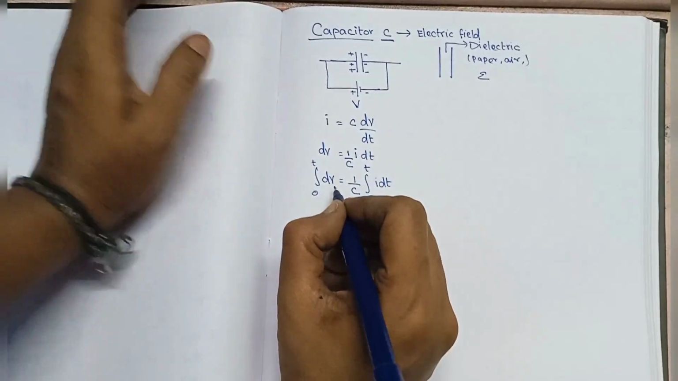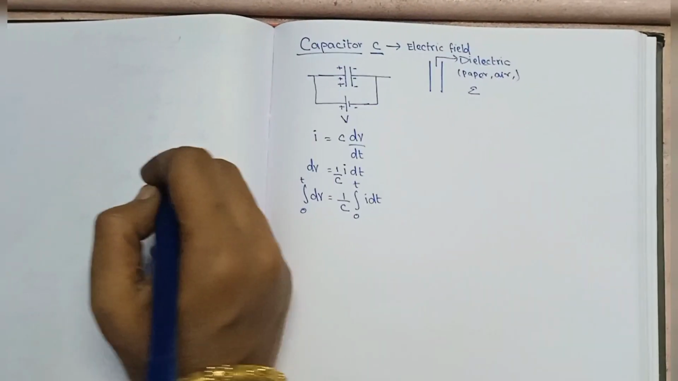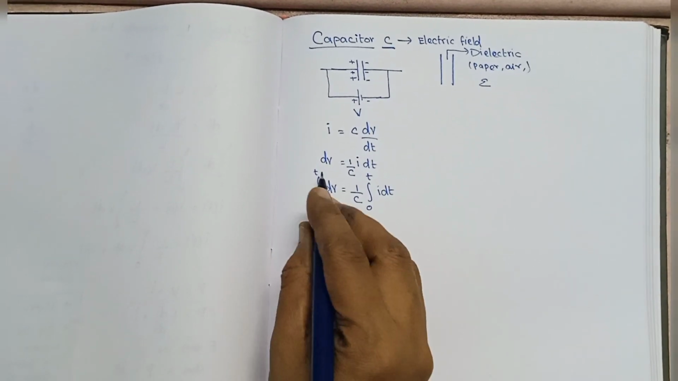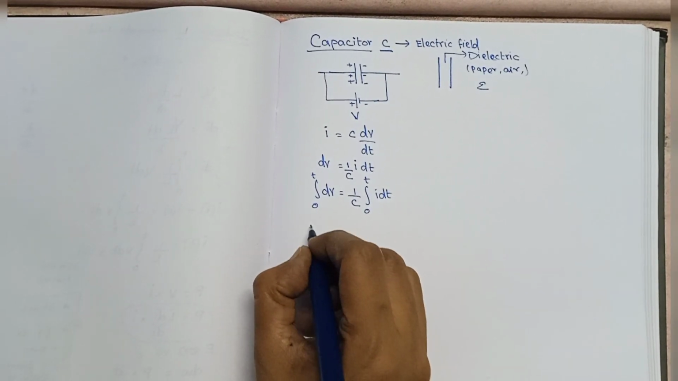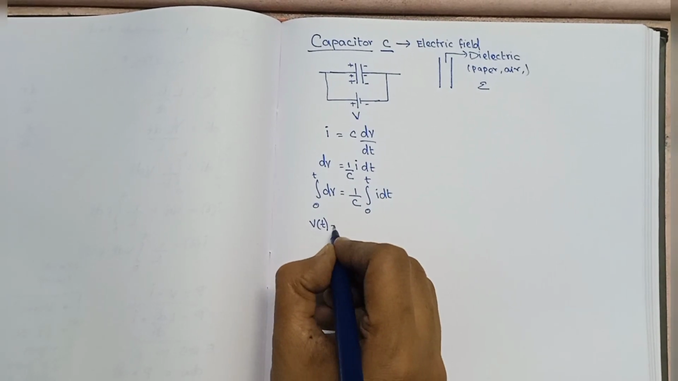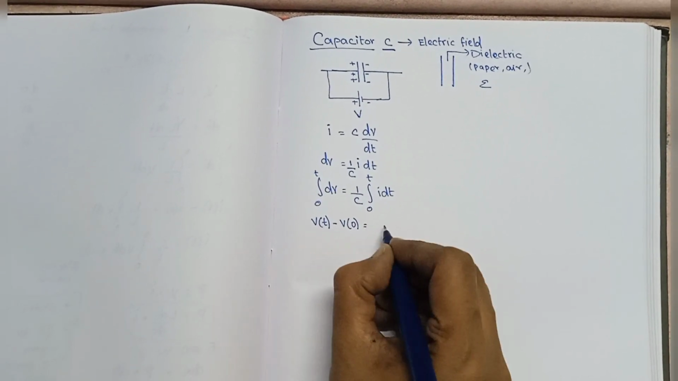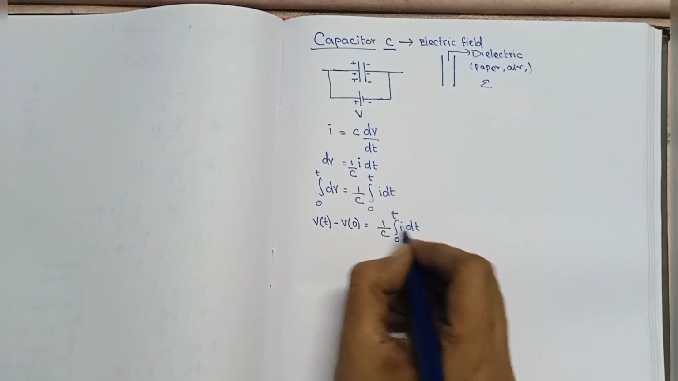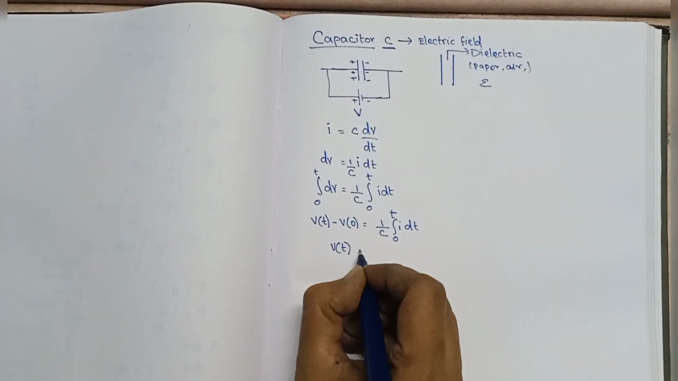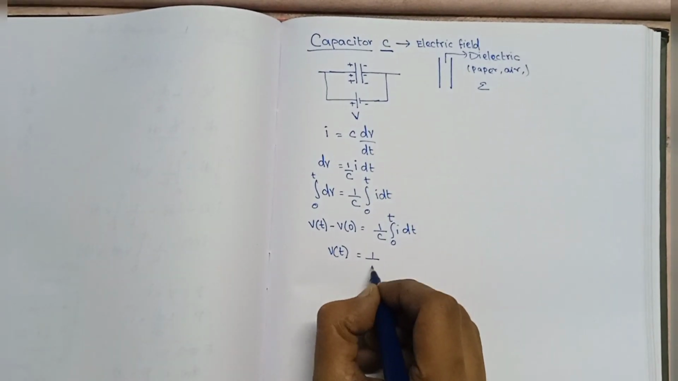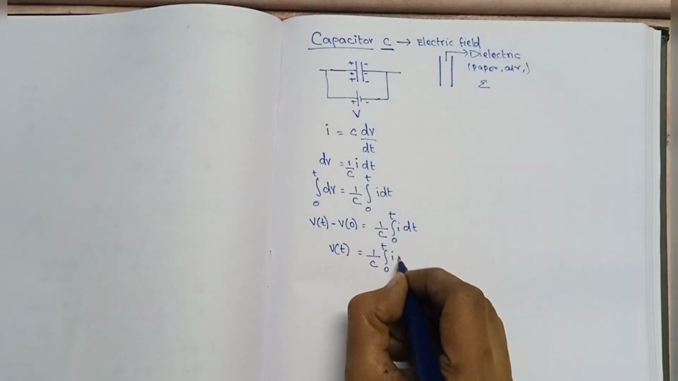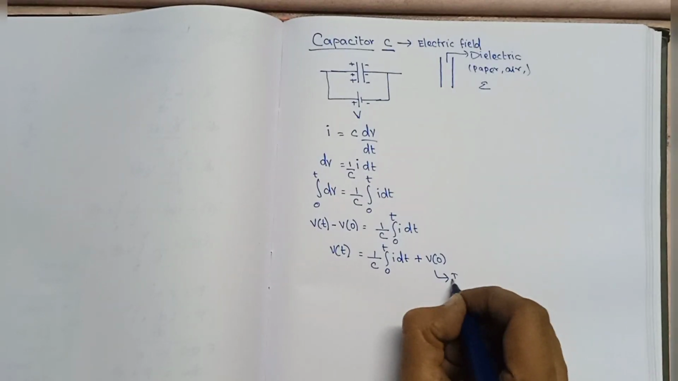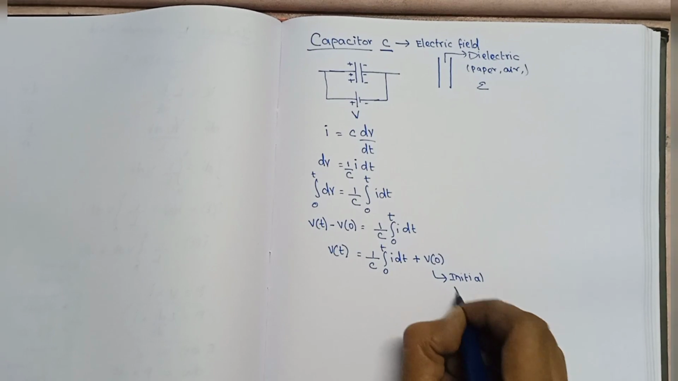If I integrate dV, what will I get? V, with upper limit t and lower limit 0. So V of t minus V of 0 is equal to 1 divided by C integration from 0 to t of i dt. And for V of t, I take this value there: V of t is 1 divided by C, integral 0 to t of i dt, plus V of 0. Here V of 0 is nothing but the initial voltage.